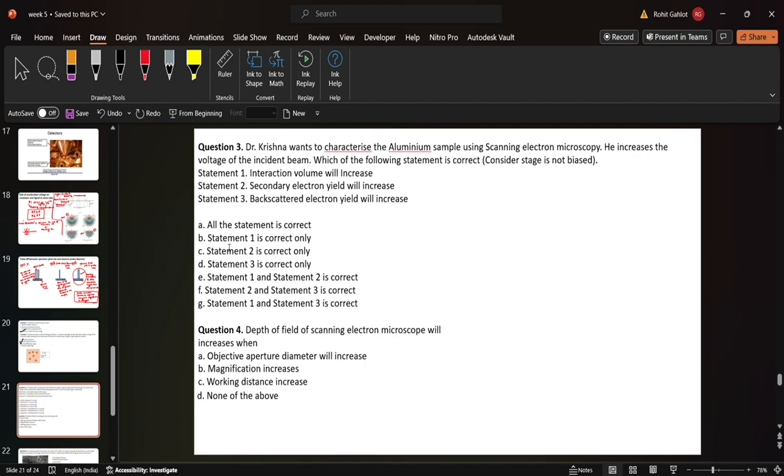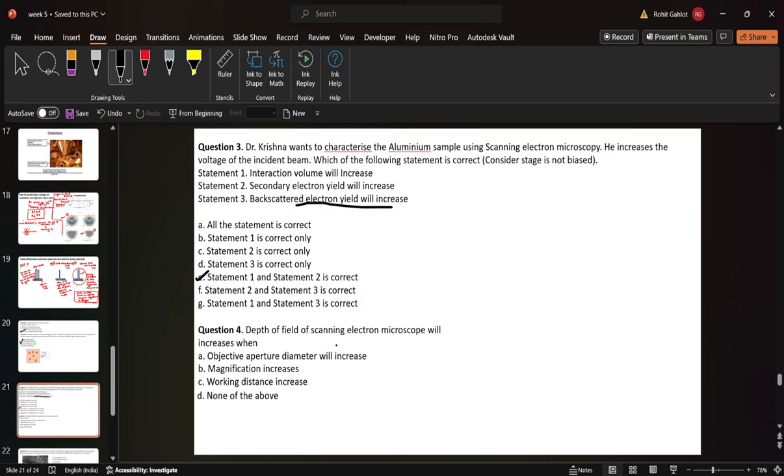The third one: someone wants to characterize the aluminum sample using SEM. He increases the voltage of the incident beam. Which of the following statements is correct? First, your interaction volume will increase, the secondary electron yield will increase, backscattered electron yield will increase. So firstly, your backscattered electron yield doesn't depend on your voltage, so this statement is wrong. The first and second, yes, interaction volume will increase and secondary electron yield will also increase. So statements 1 and 2 are correct.